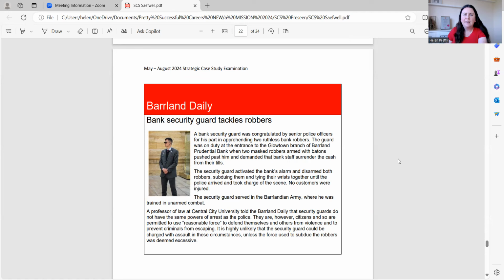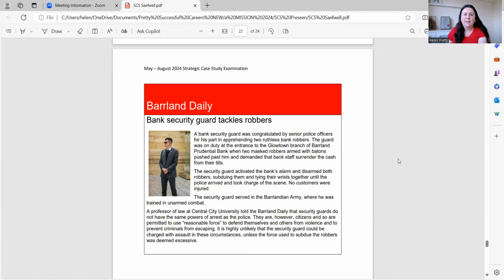The security guard activated the bank's alarm and disarmed both robbers, subduing them and tying their wrists together until the police arrived and took charge of the scene. No customers were injured. The security guard served in the Barlandian Army, where he was trained in unarmed combat.